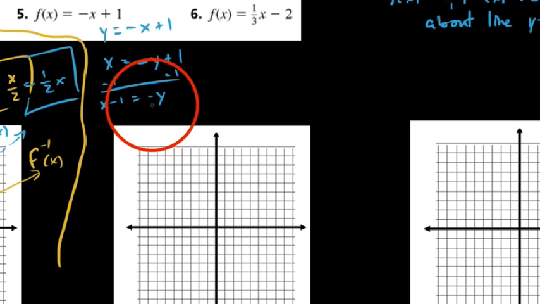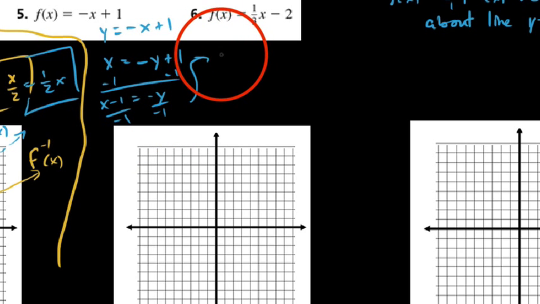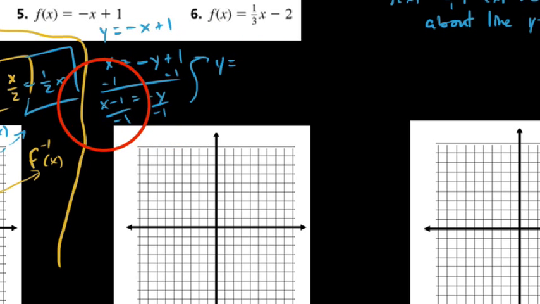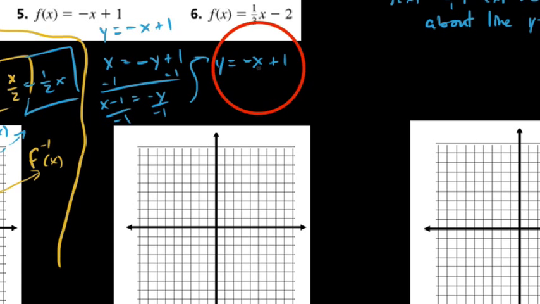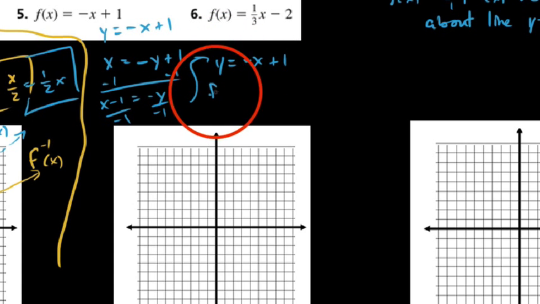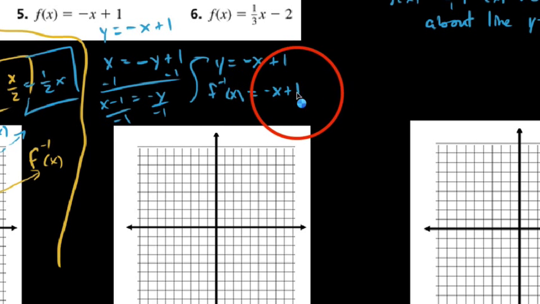So now, multiplying or dividing everything by a negative 1, I'm going to use this space up here. I'm going to say y equals, now we get negative x plus 1 when we divide everything by a negative 1. And I'm going to call this f inverse of x. Now f inverse of x is negative x plus 1.